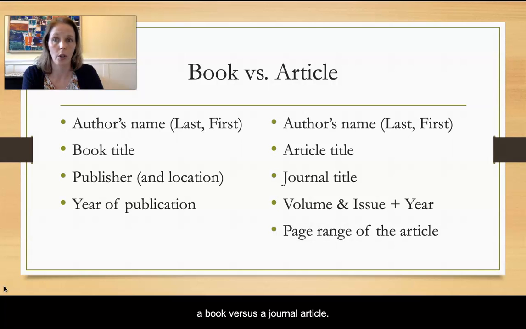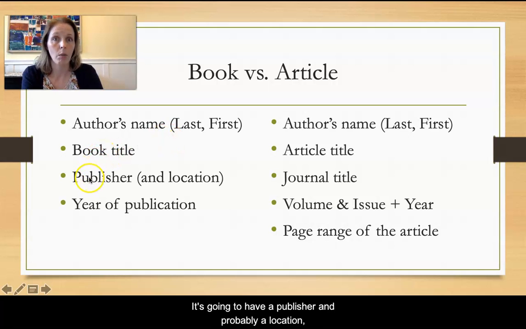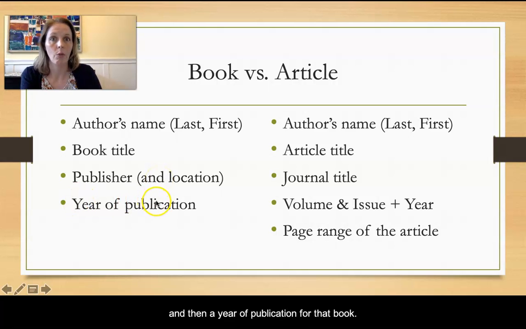So here are two common types of sources you might be citing in a paper: a book versus a journal article. As we see here, you're still going to give your author's names, last name, comma, first name, in both types. Your book is going to have a single title. It's going to have a publisher and probably a location, and then a year of publication for that book.